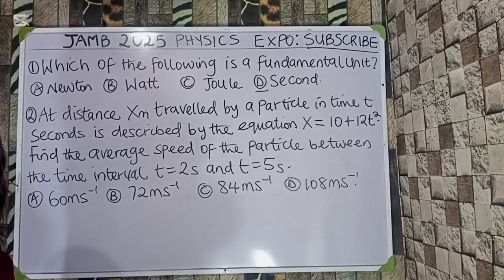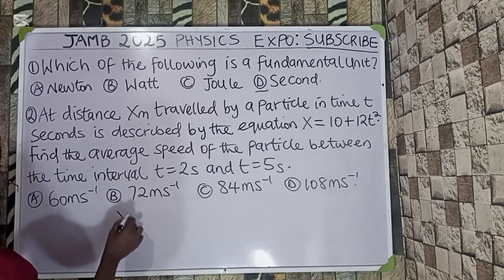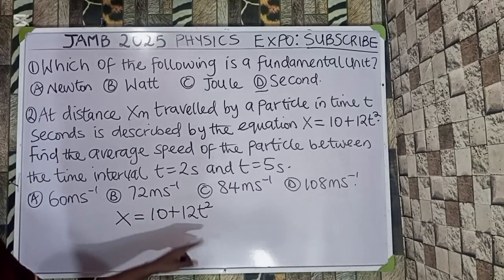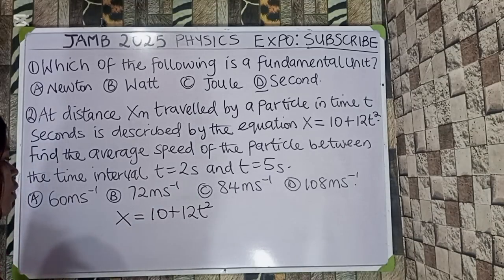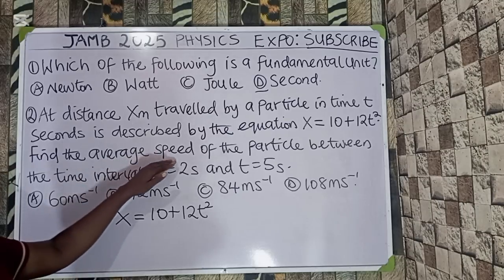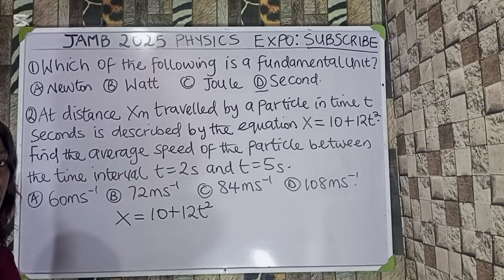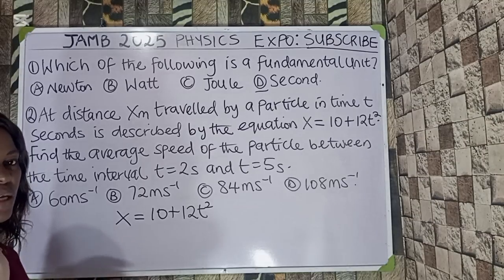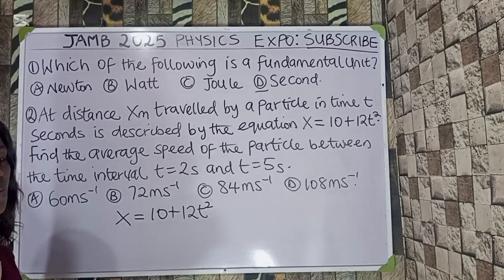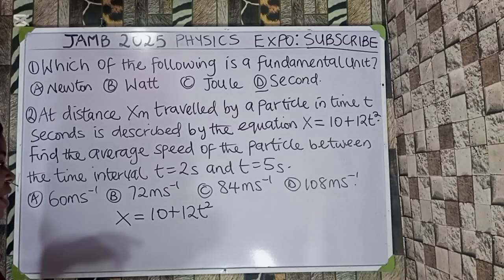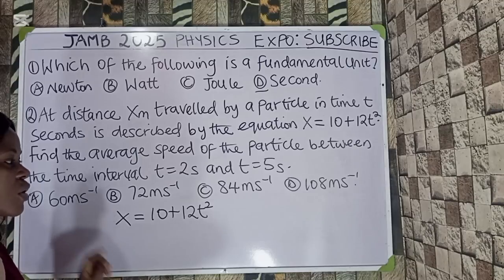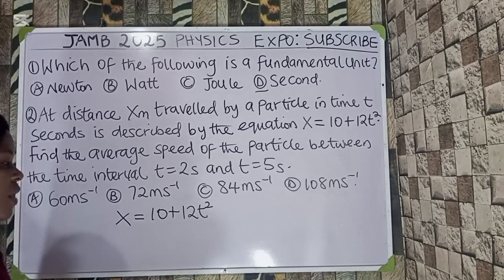So what we are going to do is to bring out the distance given to us, which is x equals 10 plus 12t square, right? Now what you are going to do next is to get the average speed. That is what we are asked to find. So we are going to differentiate this x with respect to time, because speed is defined as distance over time, and this x is already distance. By the time we differentiate it with respect to time, we are going to get our what? Speed, okay?